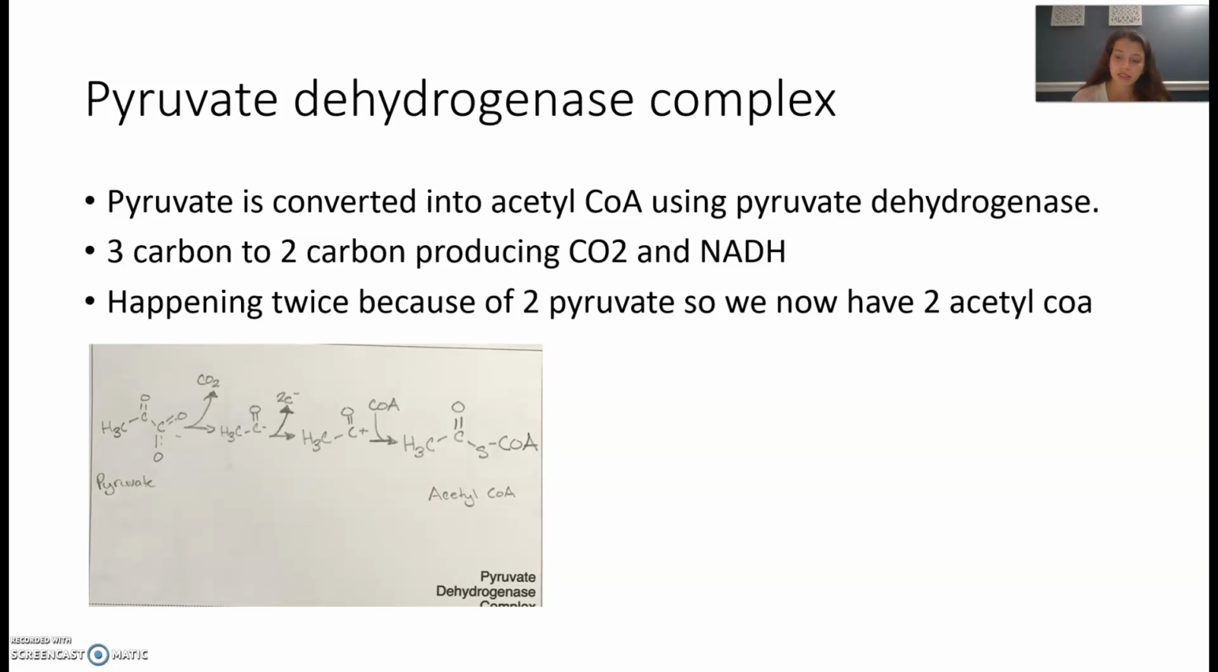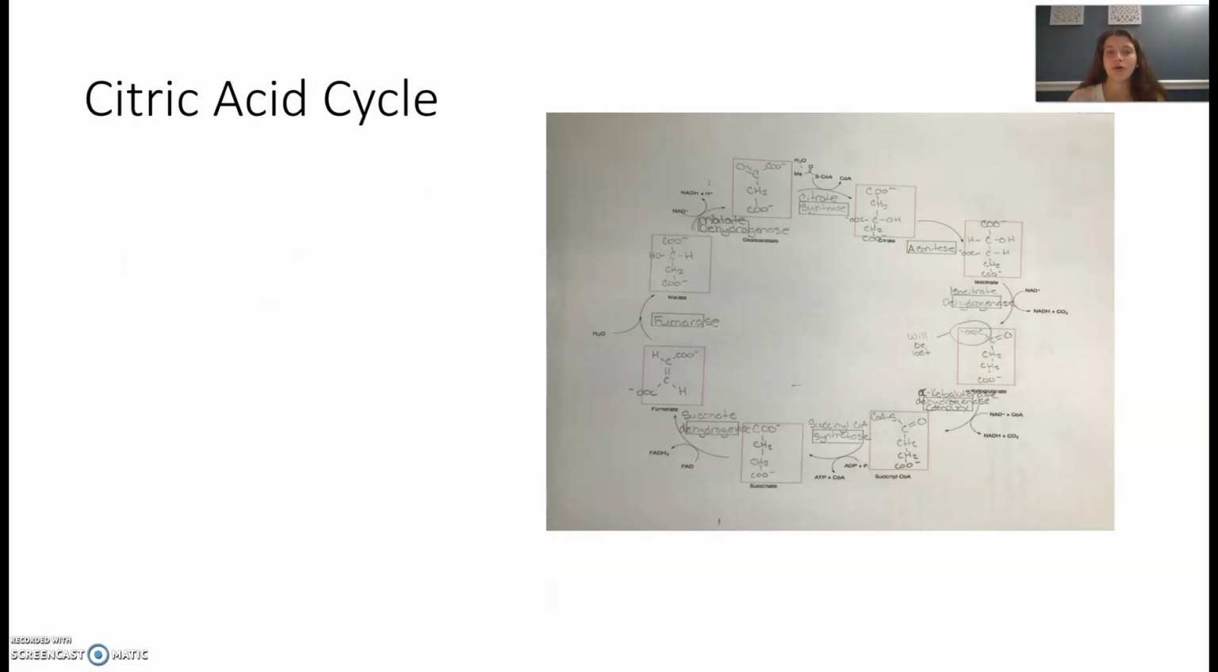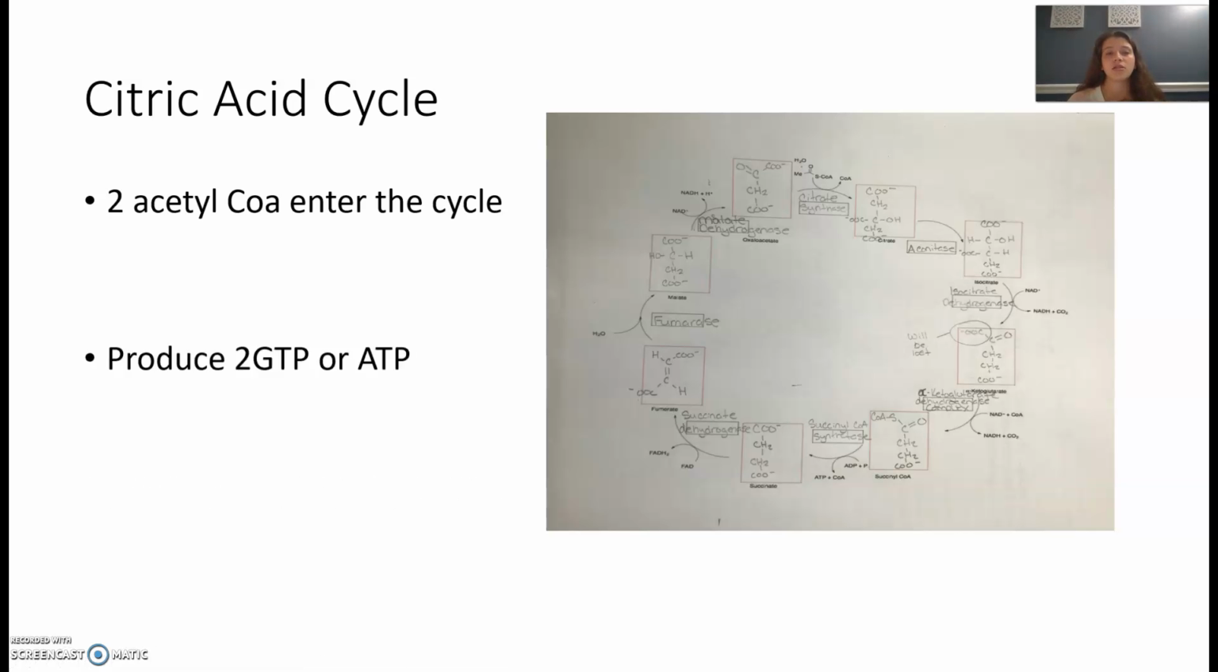So then where does this acetyl-CoA go? I'm sure you all know. It will enter the citric acid cycle. So it's coming from up here. We'll pretend the pyruvate dehydrogenase complex is up here and it's coming down and boom, there it is. And now we have 2 acetyl-CoA and they enter the cycle.